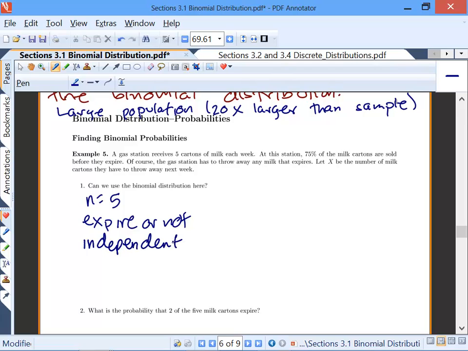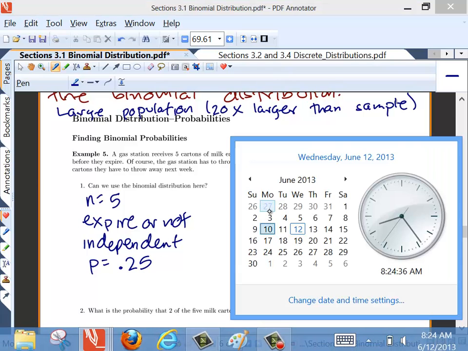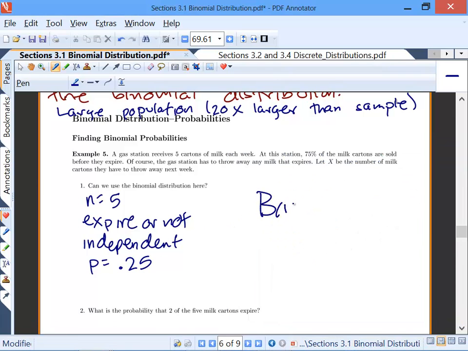And the probability of having to throw one away. Since we are counting the number of cartons they have to throw away, what's the probability of throwing one away? 0.25. That should be constant, so yes, we can use the binomial.